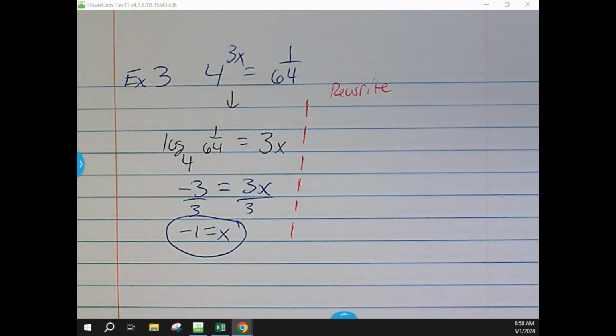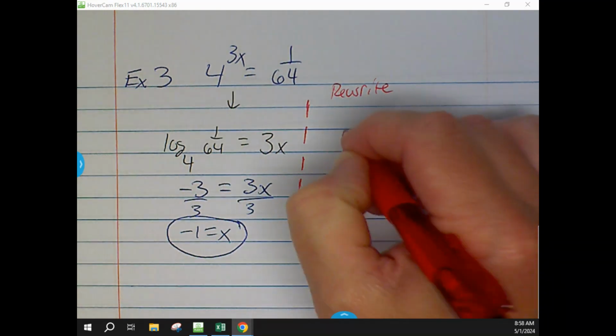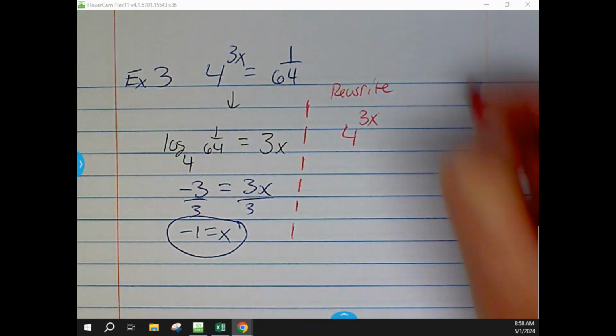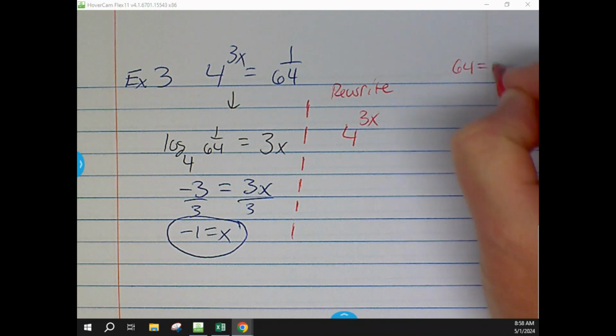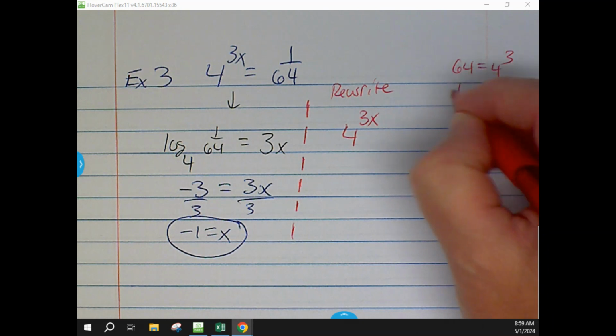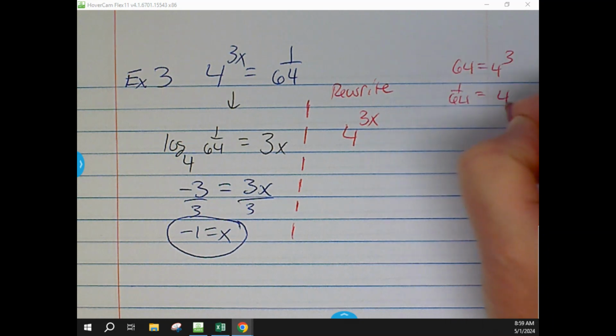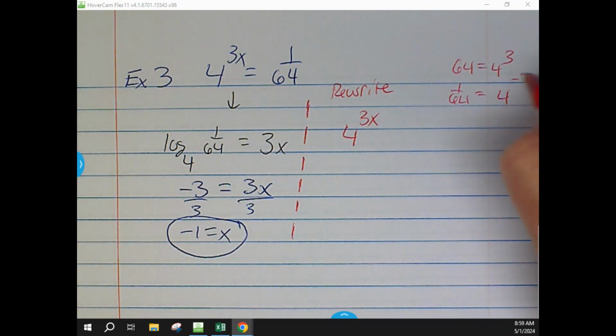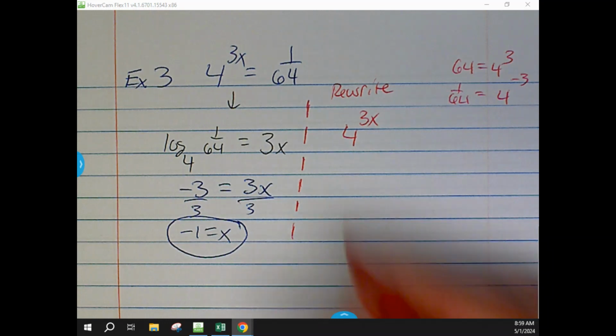Okay, so if we're going to rewrite these. Okay, so if you rewrite this one, if it was 64, that would be 4 to the 3rd. But again, because it's 1 over 64, that's where we change the answer from being a positive exponent to a negative exponent.